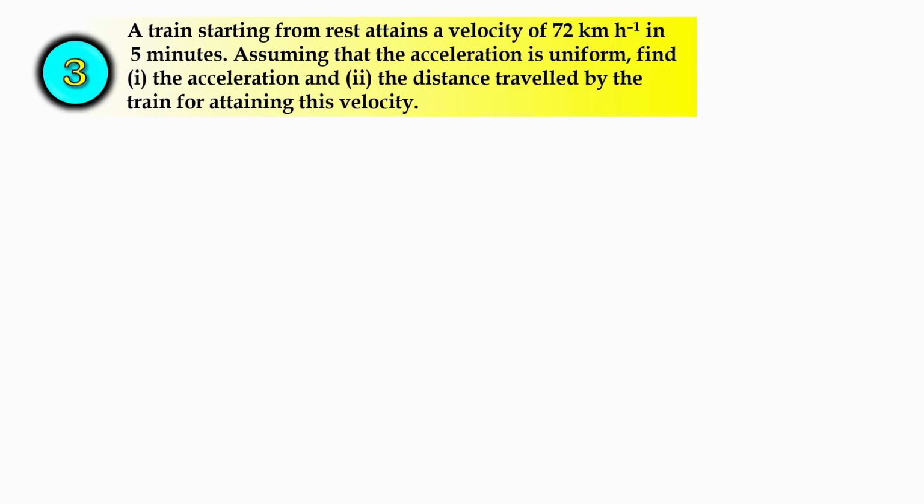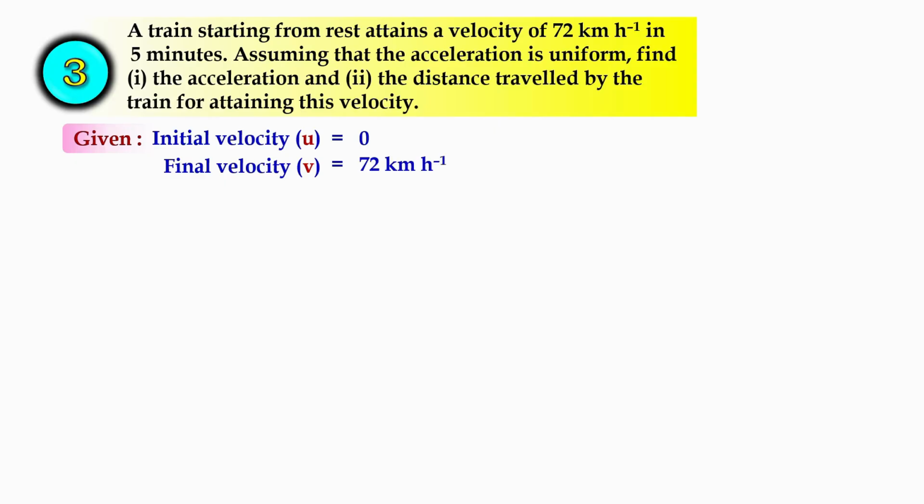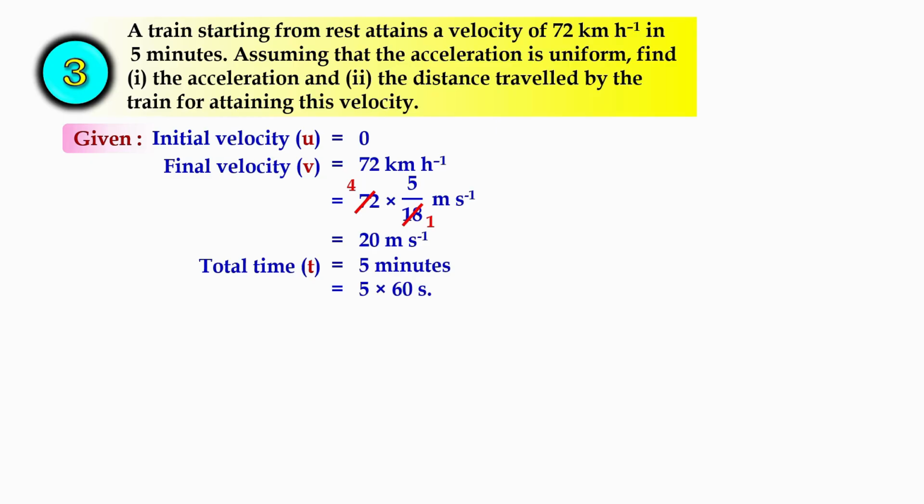Let us first write the given values. The initial velocity is 0 meters per second because the train starts from rest. The final velocity is 72 kilometers per hour. We convert this into meters per second. 72 multiplied by 5 divided by 18 gives 20 meters per second. The time taken is 5 minutes, which is equal to 5 multiplied by 60, that is 300 seconds.